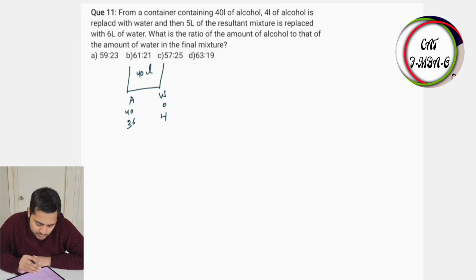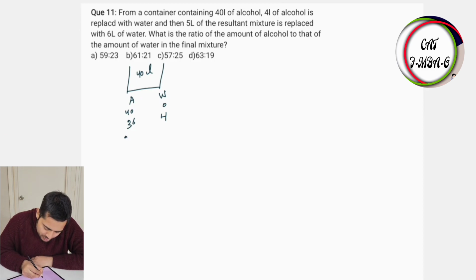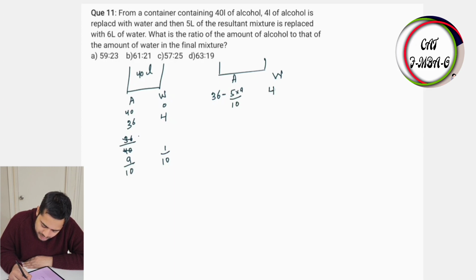I told you in previous questions also, now if you want to take out 5 liters, you cannot take it directly out of alcohol or directly out of water because these two are mixed now. You have to take in the same proportion. So the proportion of alcohol is 36 by 40, that is 9 by 10, and water is 1 by 10. You have to take in the same proportion. So now alcohol is 36 minus 5 into 9 by 10. Water is 4 minus 5 into 1 by 10.